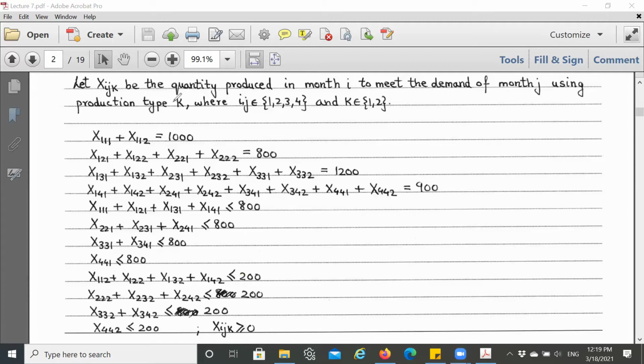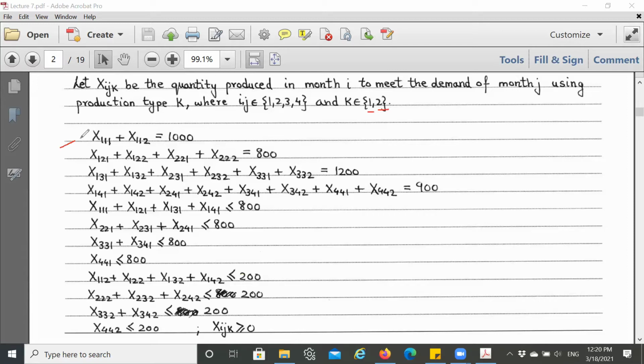Listen carefully. What I can do is define a decision variable which has three subscripts: I, J, and K. What does this variable denote? It denotes the amount of units that you produce in any month I, and that amount is produced to satisfy the demand of month J. Keep in mind that over here I could be equal to J. And the way the product is produced is either regular time or overtime. So K is 1 or 2, where 1 is regular, 2 is overtime.